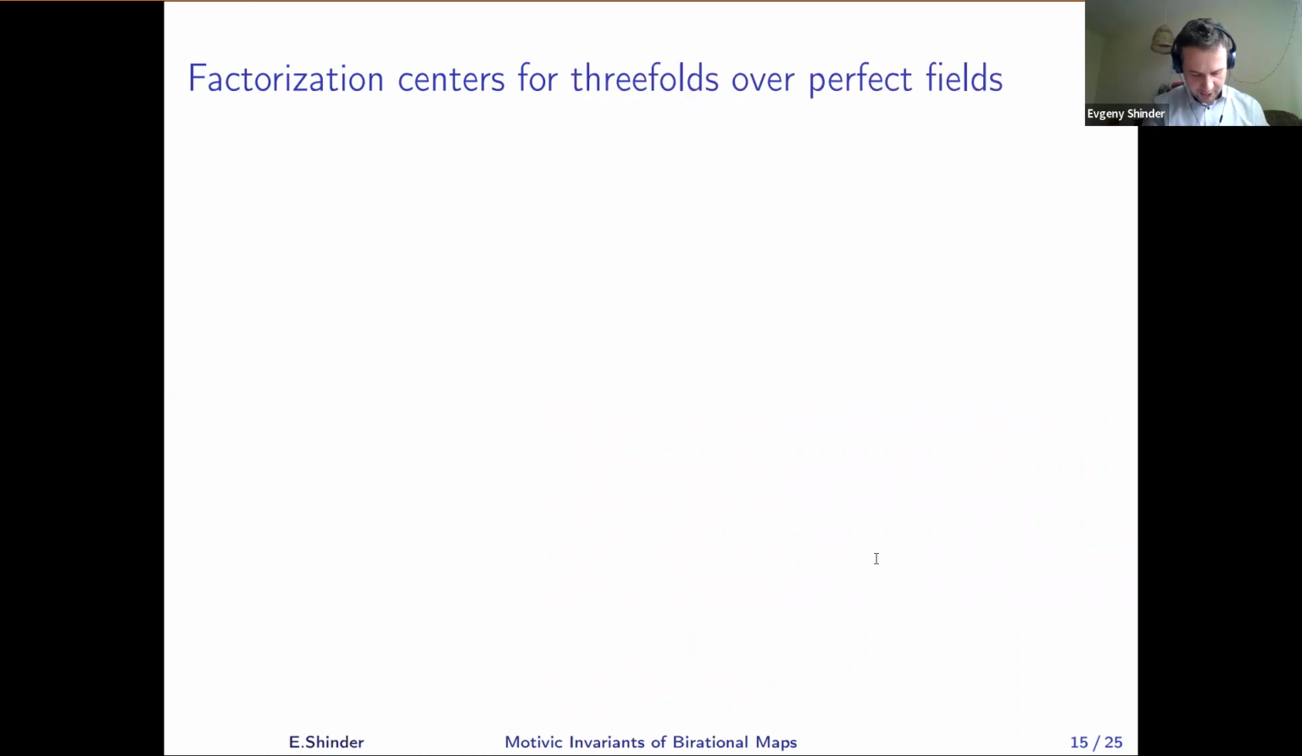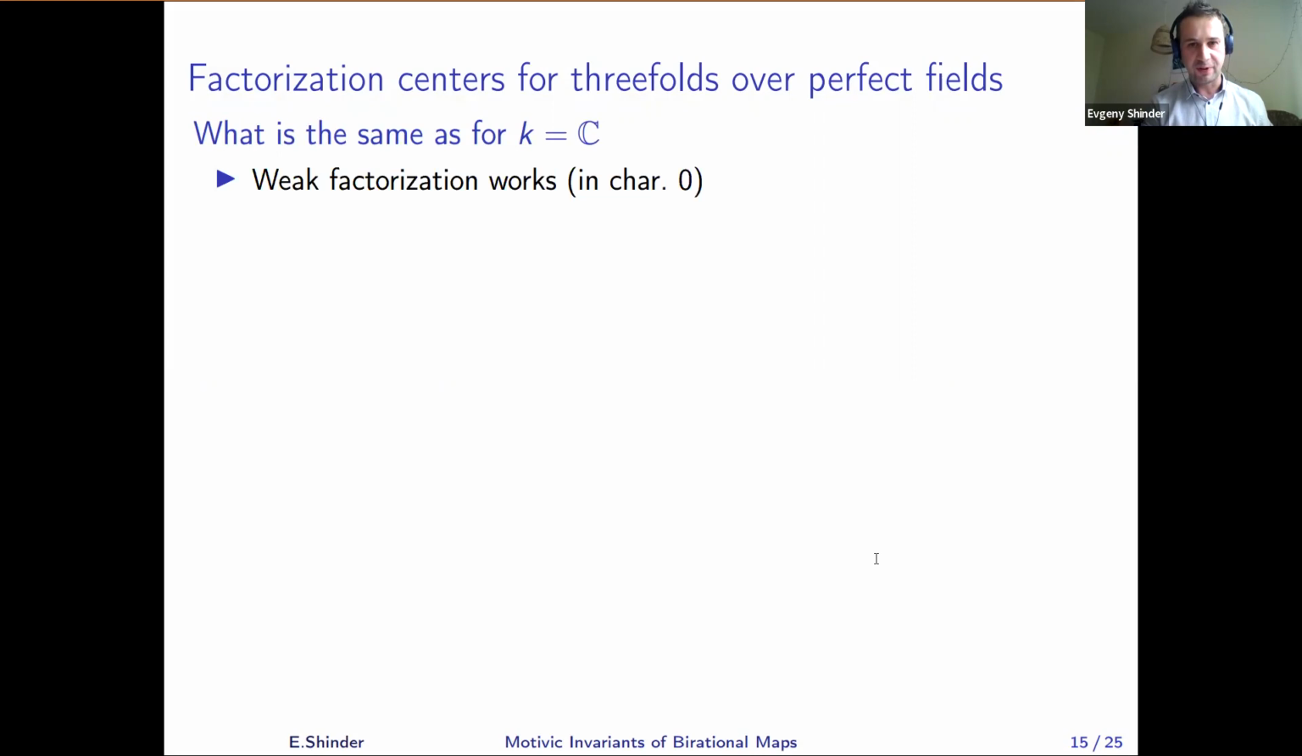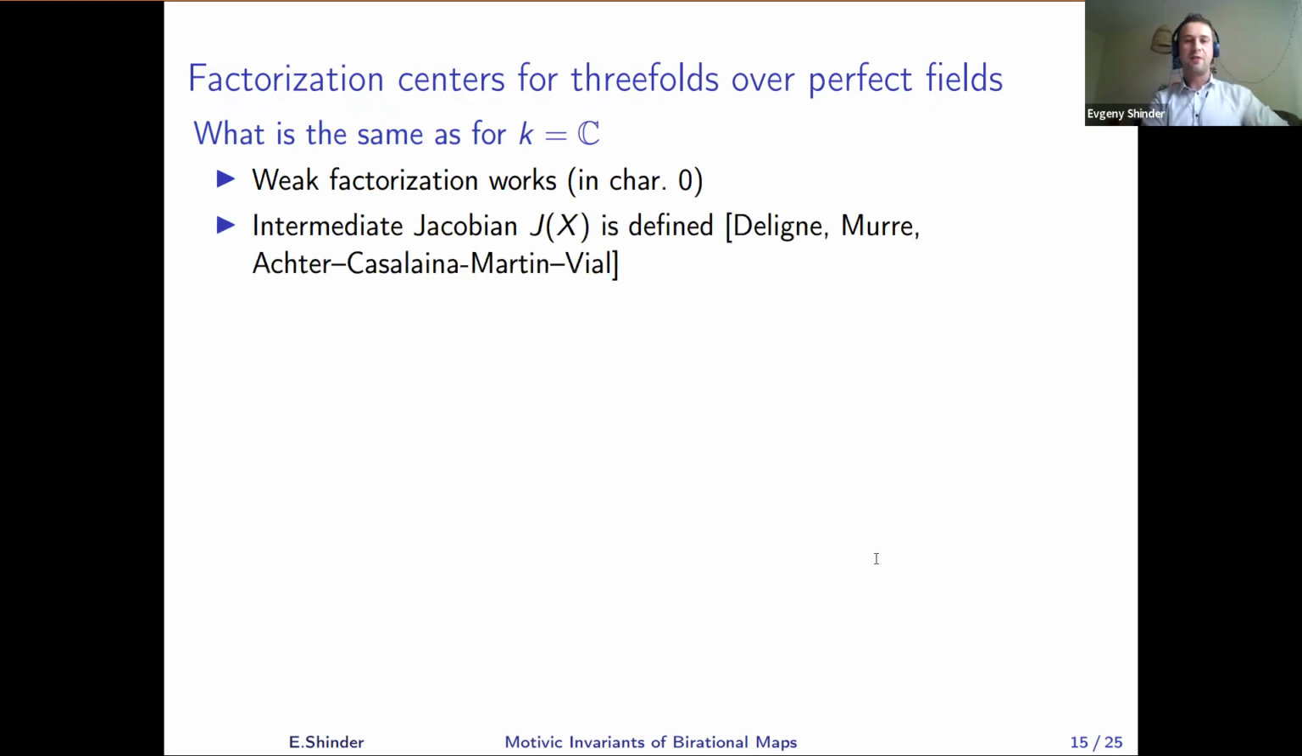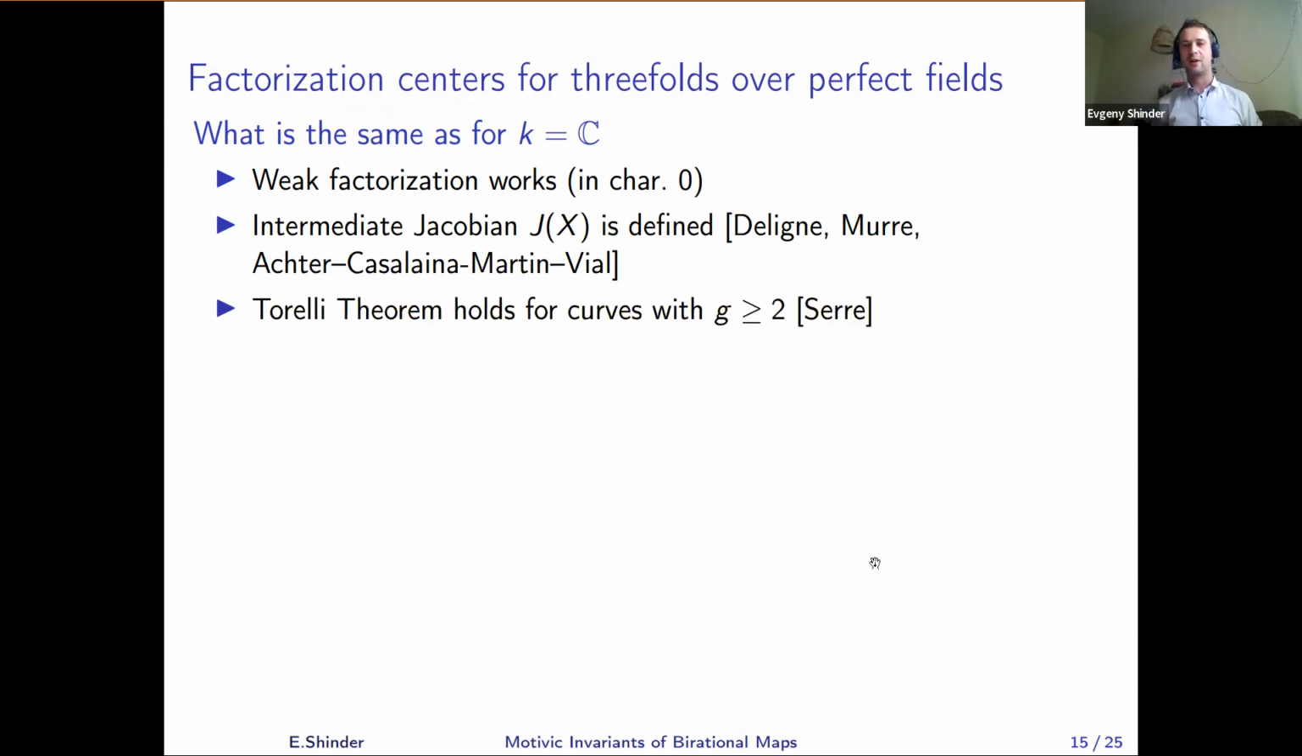So here is where the invariant is non-zero for the first time. We're looking at threefolds over non-closed fields, and later on we'll look at fourfolds over closed fields. They have a similar flavor. This is a bit more arithmetic. So what's the same as for complex numbers? We have weak factorization in characteristic 0. There is an intermediate Jacobian for rationally connected threefolds. And the Torelli theorem holds for curves, but not of all genus, only starting from genus 2.